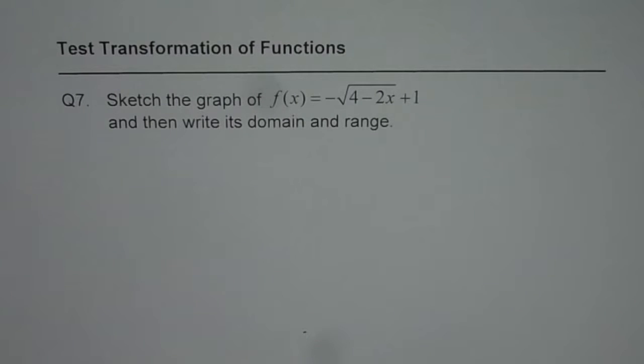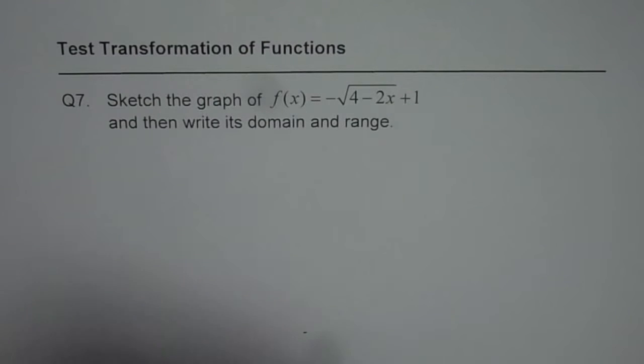I'm Anil Kumar, and here is question number 7 on transformation of functions. Sketch the graph of f of x equals minus square root of 4 minus 2x, plus 1, and then write its domain and range. You can pause the video, answer the question, and then look into my suggestion.